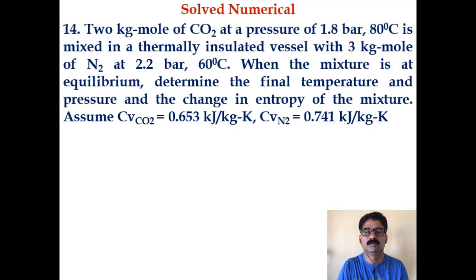So 2 kg mole of CO2 is given at a pressure of 1.8 bar and 80 degrees Celsius, mixed in an insulated vessel with 3 kg mole of N2 at 2.2 bar and 60 degrees Celsius. It is a thermally insulated vessel. When the mixture is at equilibrium, determine the final temperature and pressure and also the change in entropy of the mixture. The specific heats at constant volume for CO2 and N2 are given.